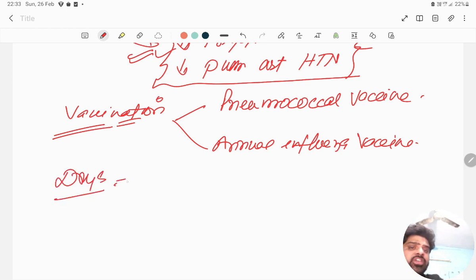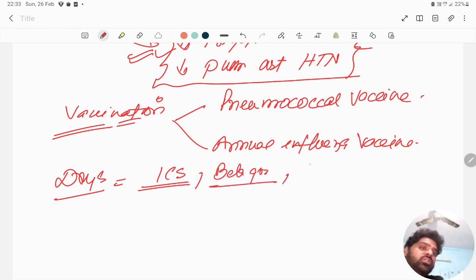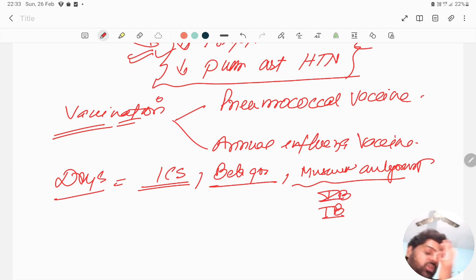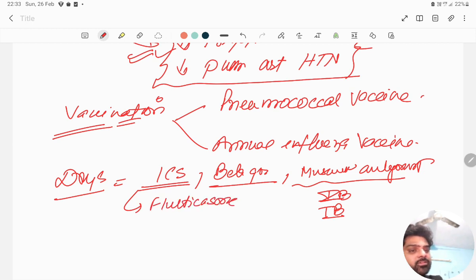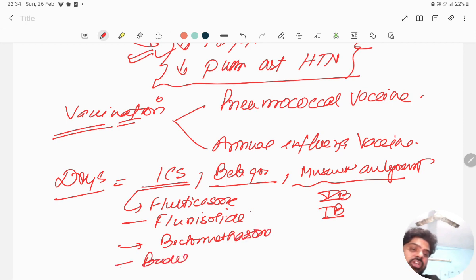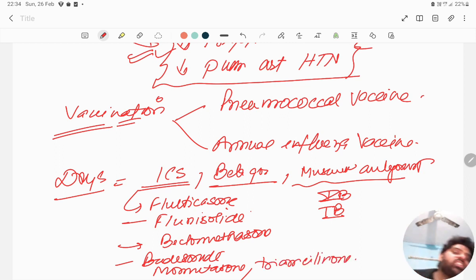Now in drugs, we can use inhaled corticosteroids, beta agonists like salbutamol, and muscarinic antagonists like ipratropium bromide and tiotropium bromide. Among inhaled corticosteroids we can use fluticasone, flunisolide, beclomethasone, budesonide, mometasone, and triamcinolone. These are the 6 inhaled corticosteroids.